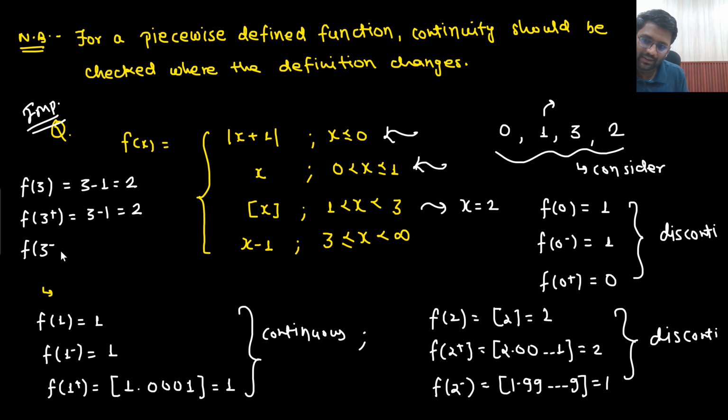And what will be f of 3 minus? 3 minus means here I will have to go. 3 minus means 2.9999 something. And where will it map? Just lesser integer, that means it will map to 2. So you were doubtful, but again it is coming out to be continuous.